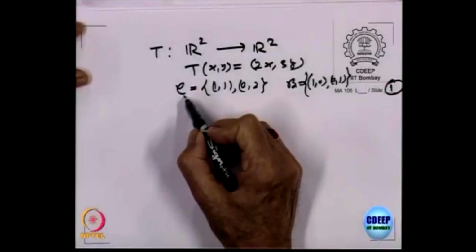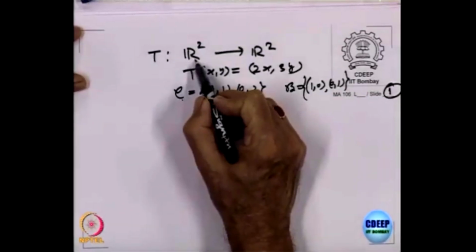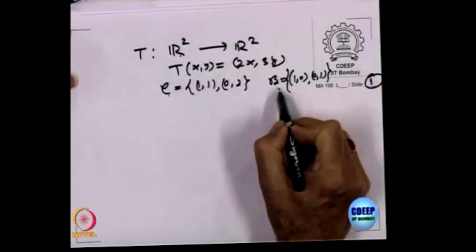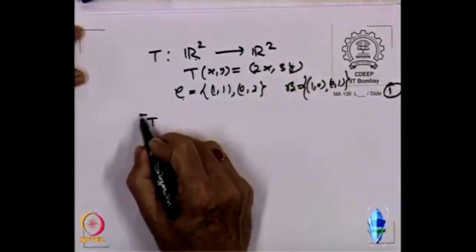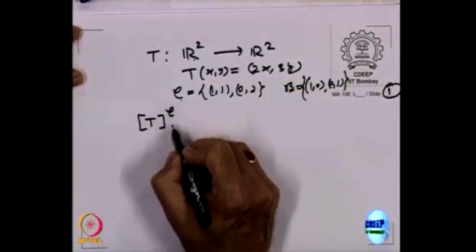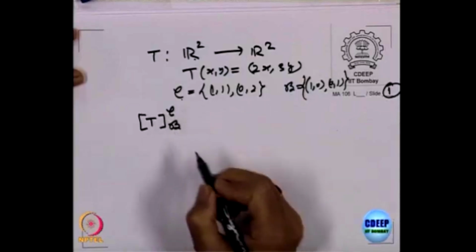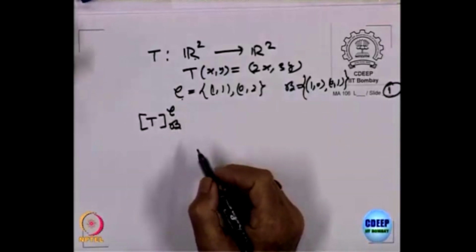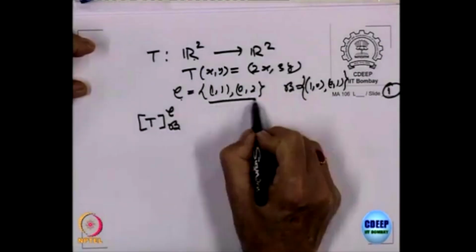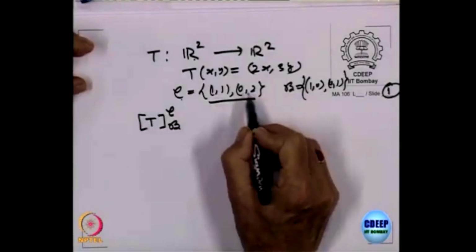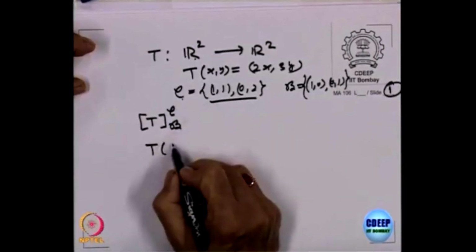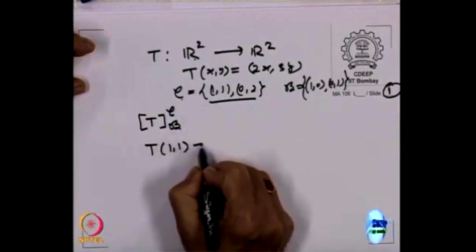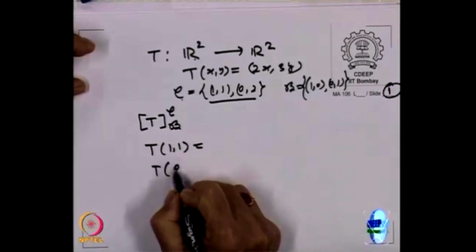So this C is the basis on R2, which is the domain, and B is the basis on the codomain. So we want to find the matrix of T with respect to C and B, from C to B. So I look at the basis on the domain. This is V1, V2. So let us find what is T of the first one, that is (1, 1), and similarly T of the other one, (0, 2).